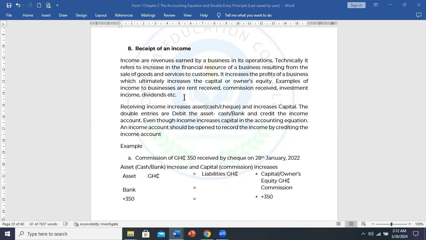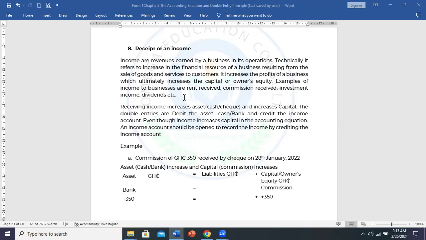Receipt of an income. Income are revenues earned by a business in its operations. Technically, it refers to an increase in the financial resource of a business resulting from the sale of goods and services to customers. It increases the profit of the business, which ultimately increases the capital or owners' equity. Examples of income of businesses are rent received, commission received, investment income, and dividends, etc.